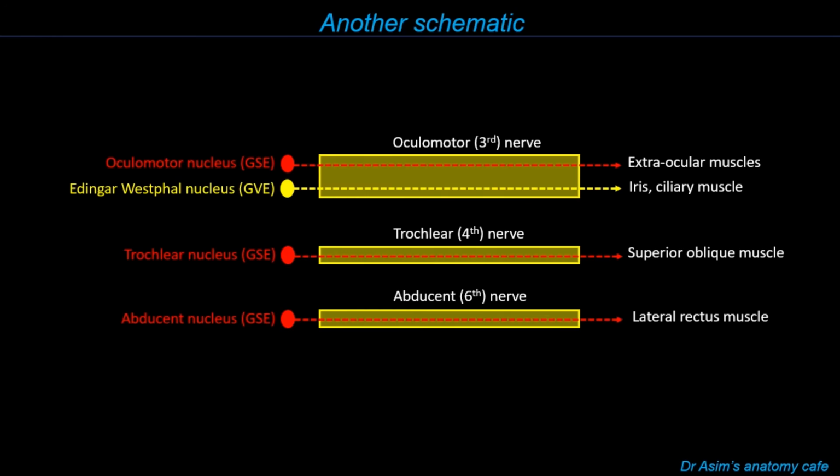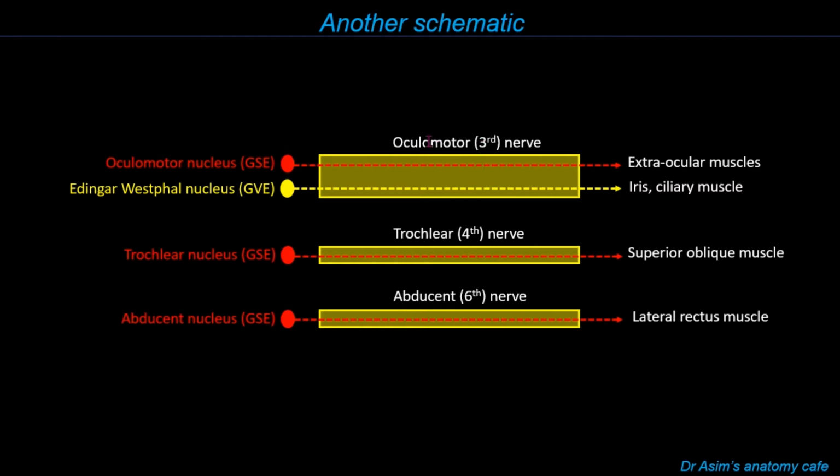Now, before we start describing things in detail, we can use this schematic to understand the relationship of the cranial nerve nuclei, the neurons, the nerves through which these neurons run, and the structures which are innervated by these nuclei or the neurons. So you can see a schematic which shows the oculomotor nerve in yellow over here.